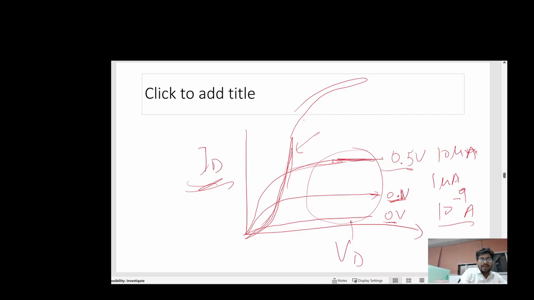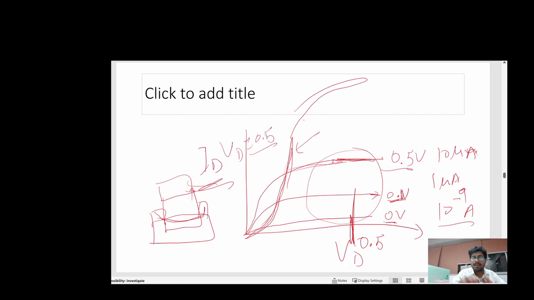So you have applied, this is the source, this is the drain, and this is the gate. The current between source and drain, you have kept the drain voltage constant, let us say VD is equal to 0.5 volt. Now you are just varying the gate voltage VG. You apply VG 0 volts, there is no current. VG 0.1 volt, 1 microamp.